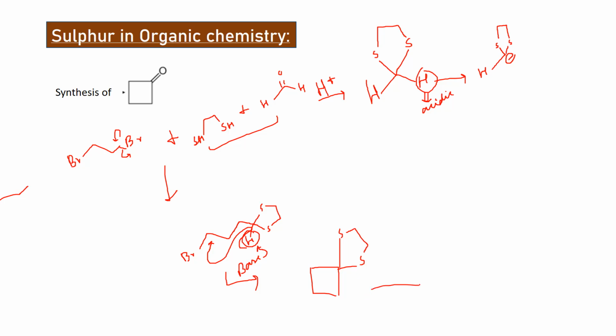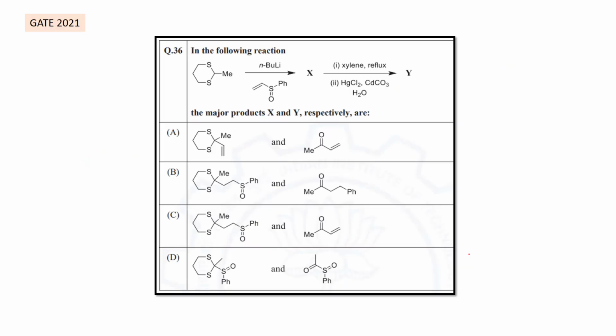After that, if you just add the deprotecting reagent, that is Hg2+, what will happen? It will just deprotect the sulfur from the system and get this cyclobutanone as our product. So this question came in GATE 2021. What will be the X and Y from this reaction?